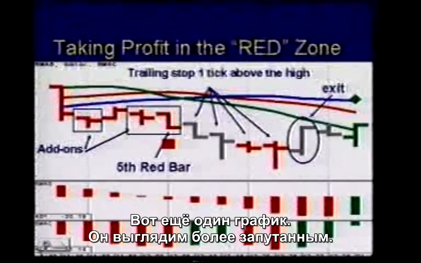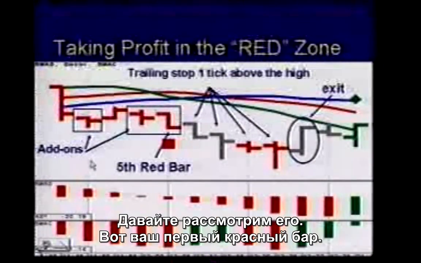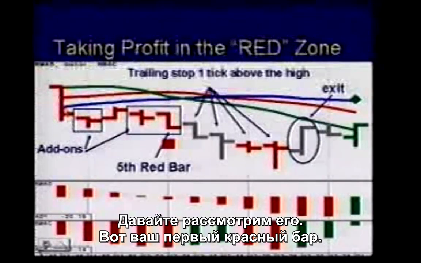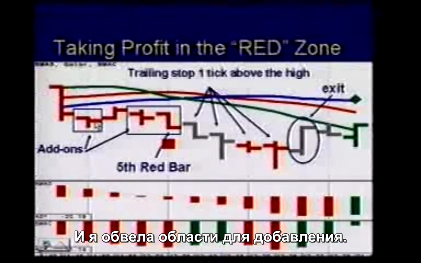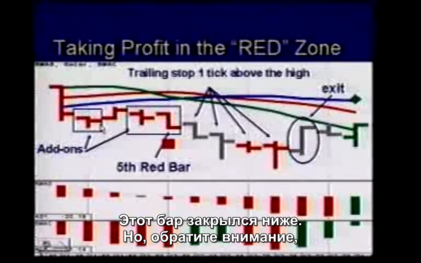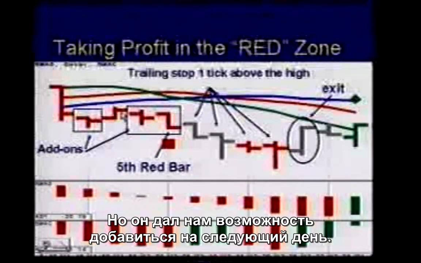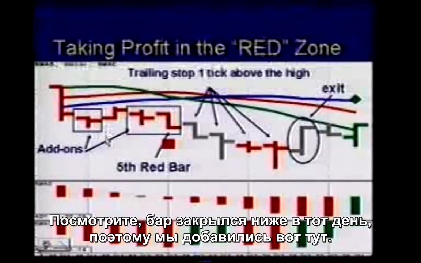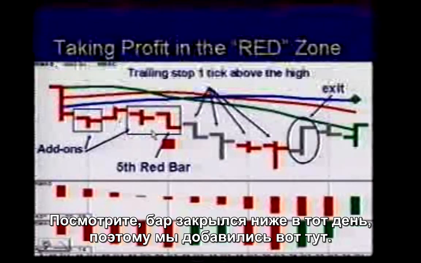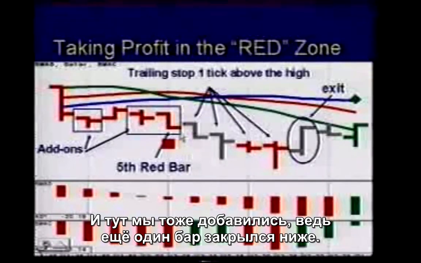Now, here's another chart. This one's a little more busy, but let's go ahead and talk about it. Here is your first red bar, and I've put squares around the add-ons. It had a lower close. Notice here, there's nothing around it. It closed higher, but it did give us a price to add on for the next day. And you see the box has got a square, so we did have a lower close than that day, so we added on here. And then again here we added on.